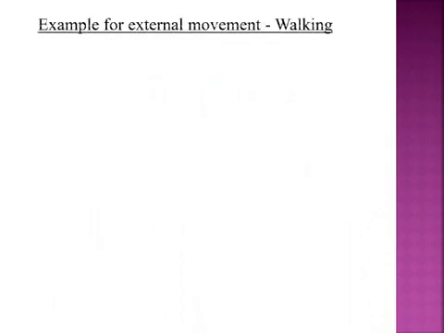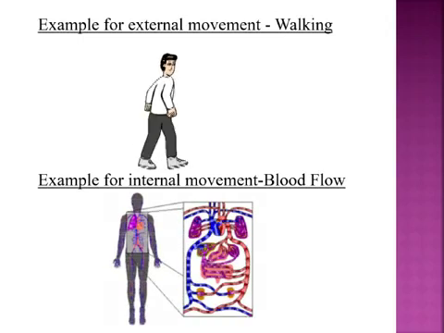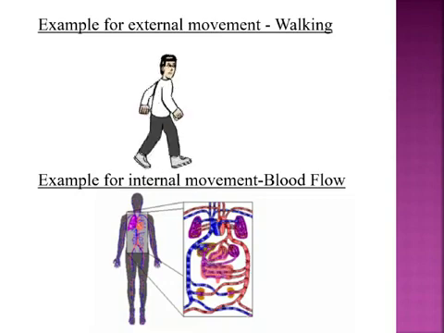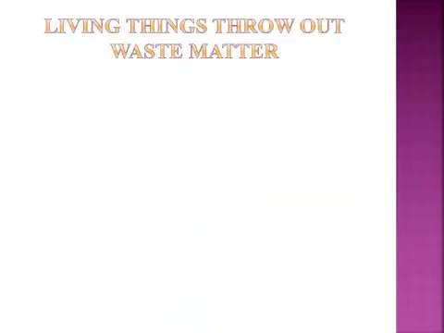Now we shall understand what is external movement and internal movement with an example. The first example is for external movement: walking. Here, the person is moving here and there, which shows external movement. Next, the example for internal movement: blood flow. Here, our heart pumps blood to all parts of our body, which is inside the body, so it is called internal movement.